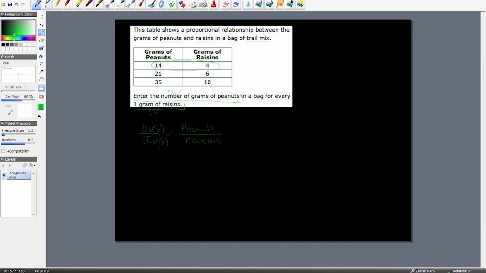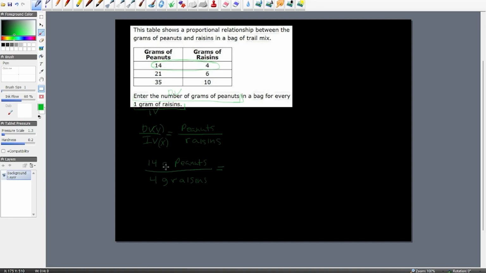And it's 14 grams of peanuts. Now, very, very important to keep the order the same. I've already identified that it's peanuts over raisins. So when I go to scale down my ratio, right, I need to keep that order the same. It's going to be 14 grams of peanuts on top over 4 grams of raisins.